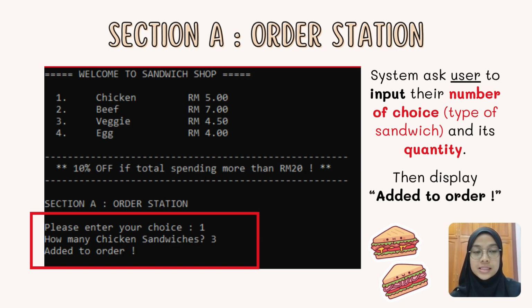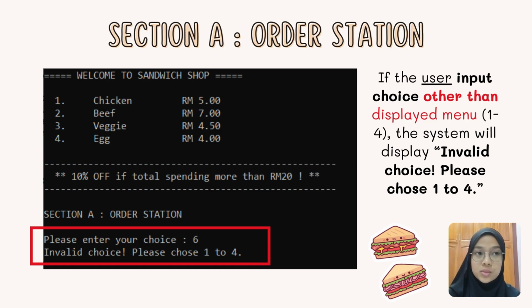Alright, so after the system displays the menu, the system will show section A, which is the order station. Then the system will ask, please enter your choice, which is the type of sandwich, and how many sandwiches you want, which is the quantity. So the system will ask the user to input their order, which is the number of the choice and the quantity. After that, the system will display added to order.